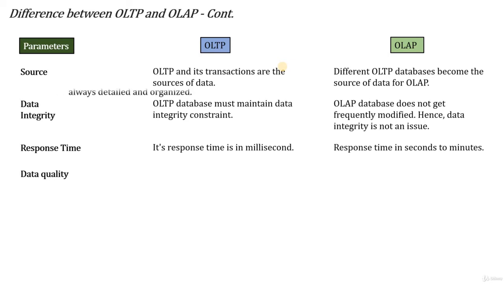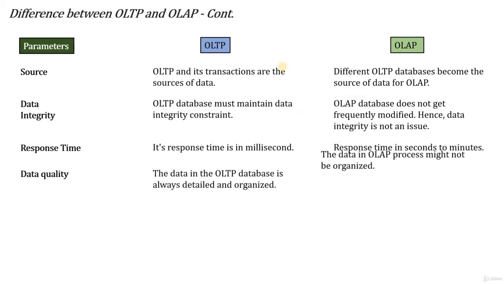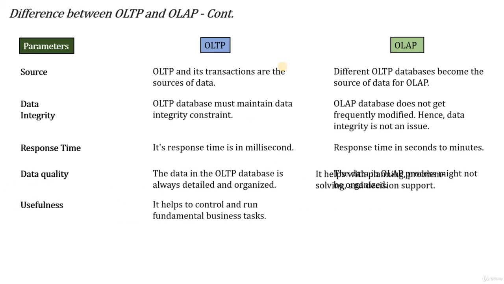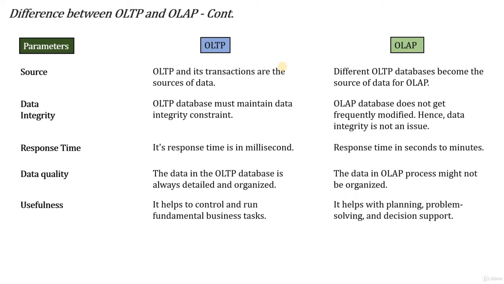Parameter, data quality. In OLTP, the data in the database is always detailed and organized, but the data in the OLAP process might not be organized. The next parameter is usefulness. OLTP helps control and run the fundamental business tasks. That means it is used by the end customers. But OLAP helps in planning, problem solving, and decision support by the senior management of the company.